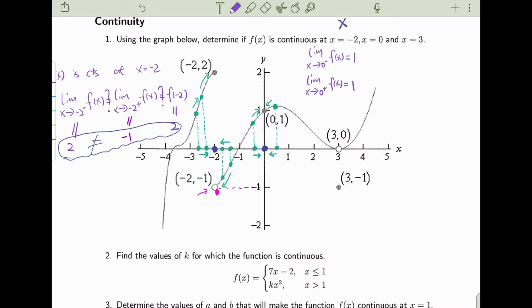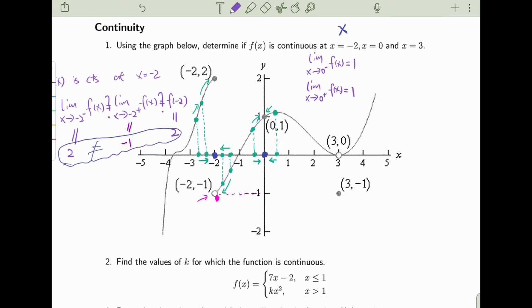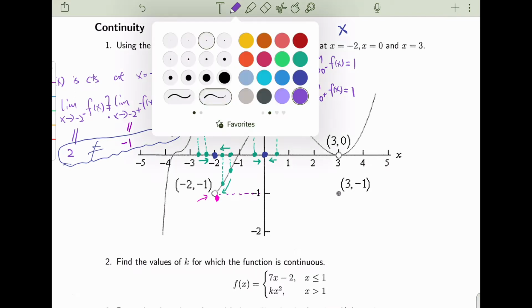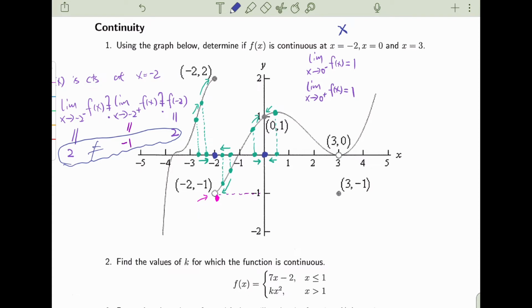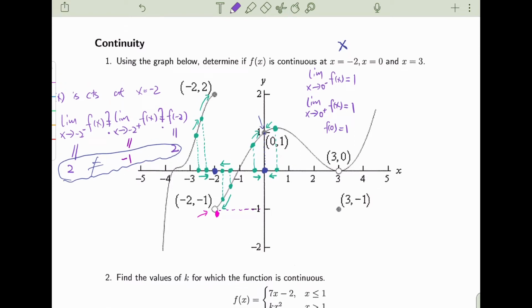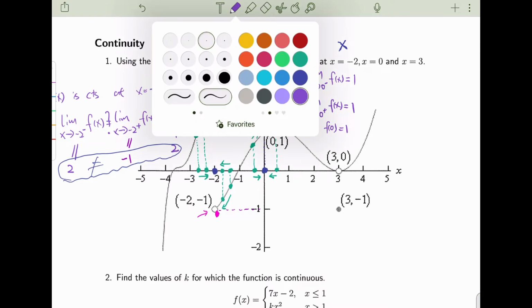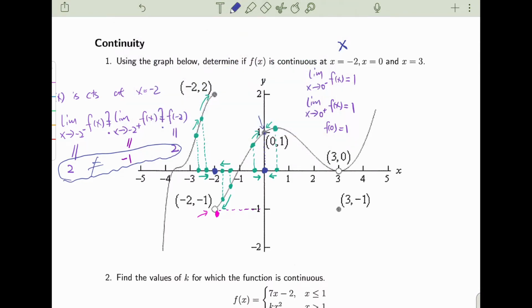The last thing we have to check is the value of the function, right? For the value of the function, we just need to look up to your graph. From this blue point, you see that you have this solid dot here, right? So that is the value of the function, which is also equal to 1. So these three things are equal. By our definition, f of x is continuous at the place x equal to 0. So I'll put a check mark here, meaning that f of x is continuous at this place.